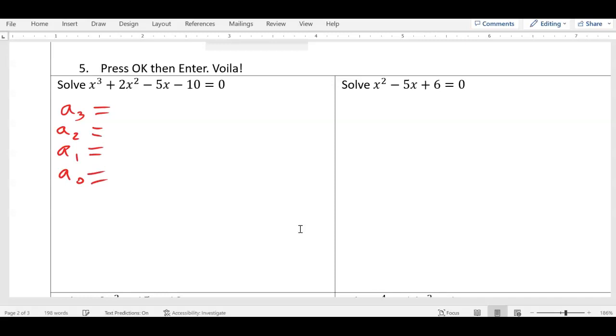All right, so in the back, what's A sub 3? Okay, 1. What's A sub 2? 2. What's A sub 1? Negative 5. And what's A sub 0? Negative 10. All right, now everybody, with your yellow calculators that are on your desk, you can turn them on. Make sure you got a calculator.